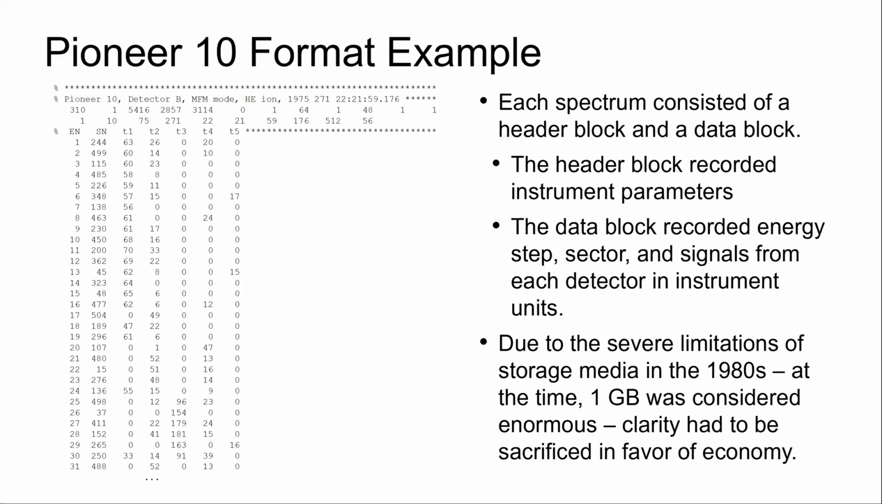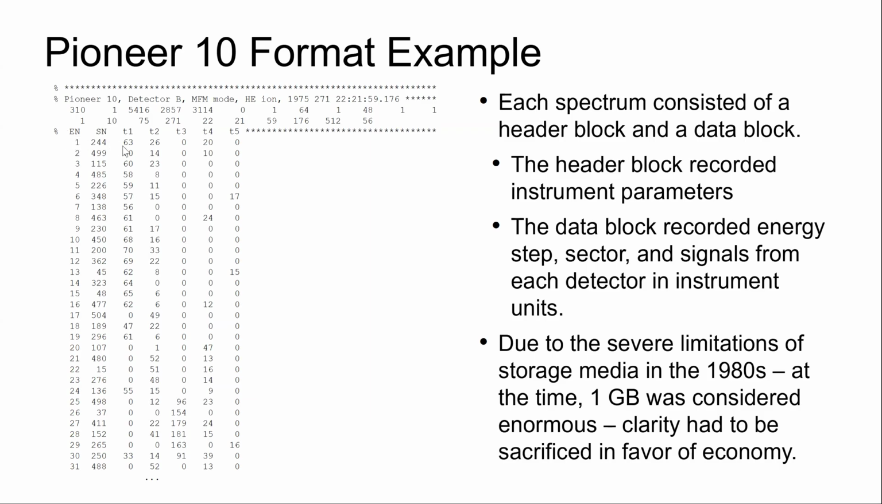Here is what the actual spectra looked like, and I should expect some muted laughter at this point as you look at this slide. The left side here shows an actual record of one spectrum in the format that we eventually decided on. Each record consists of a header block, which has the spacecraft name, detector, instrument mode, high energy ion or electron mode, a time stamp, various instrument parameters, followed by a data block for the maximum flux mode energy instrument mode.